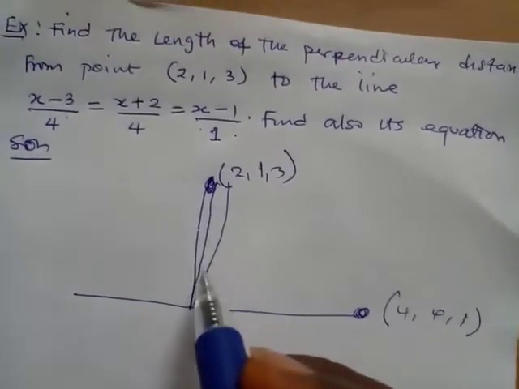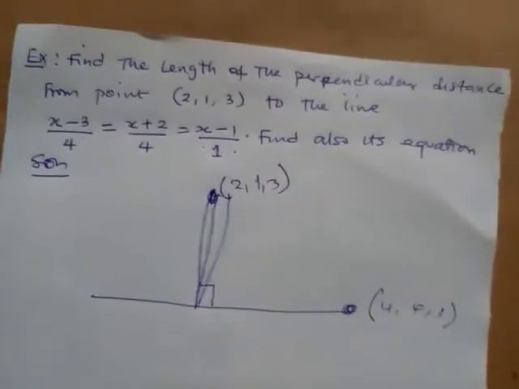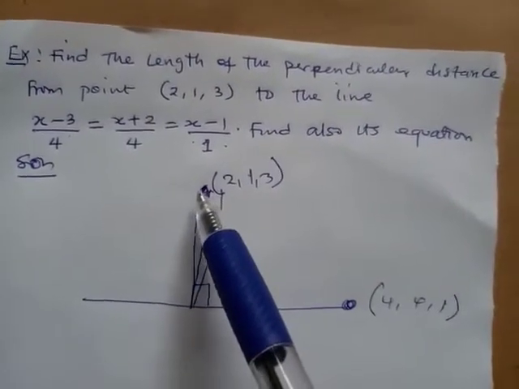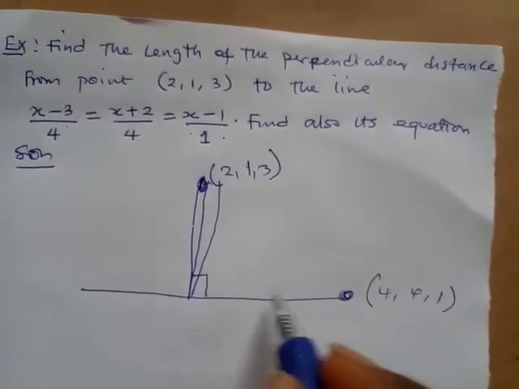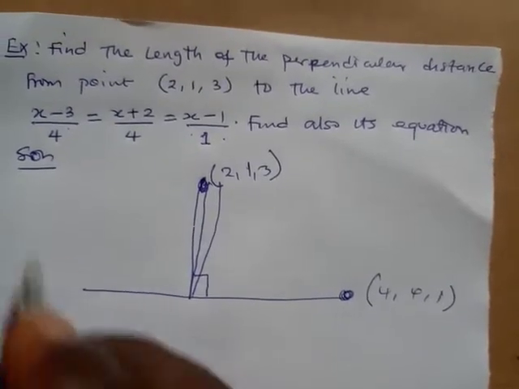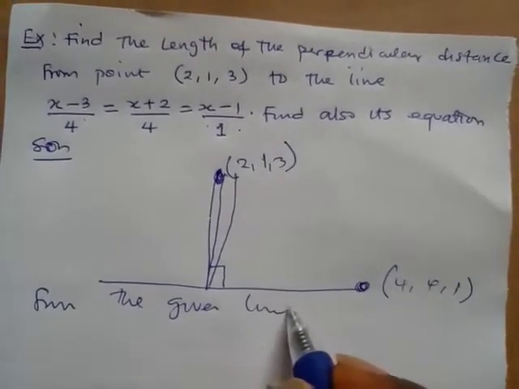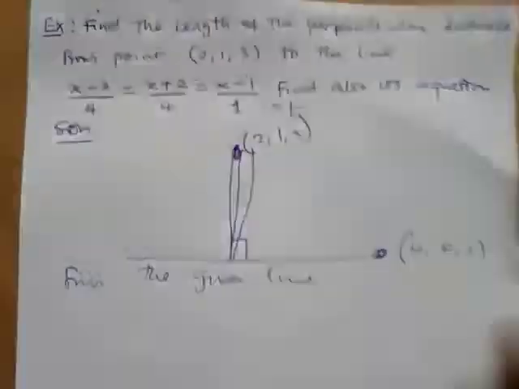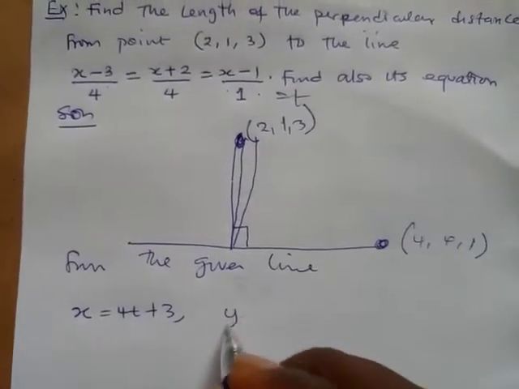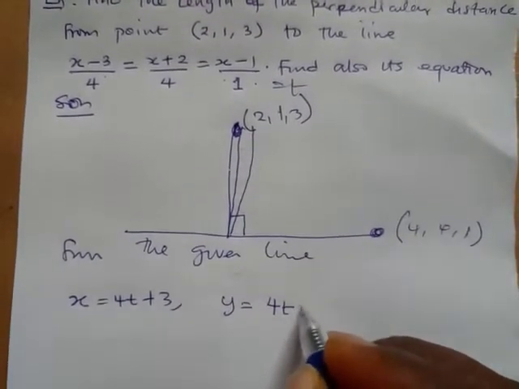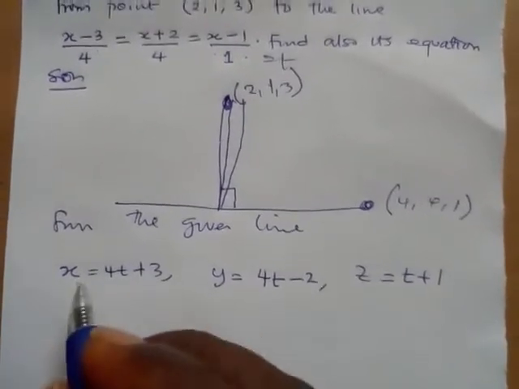Now, but we are told that it will be perpendicular to this line. The first thing we should take note is that the line we are looking for passes through point 2, 1, 3. Now, this line here is given as this from the given line. You know, we can have that if we let everything to be equal to t. So, you know, we can have x is equal to 4t plus 3, y is equal to 4t minus 2, z is equal to t plus 1.